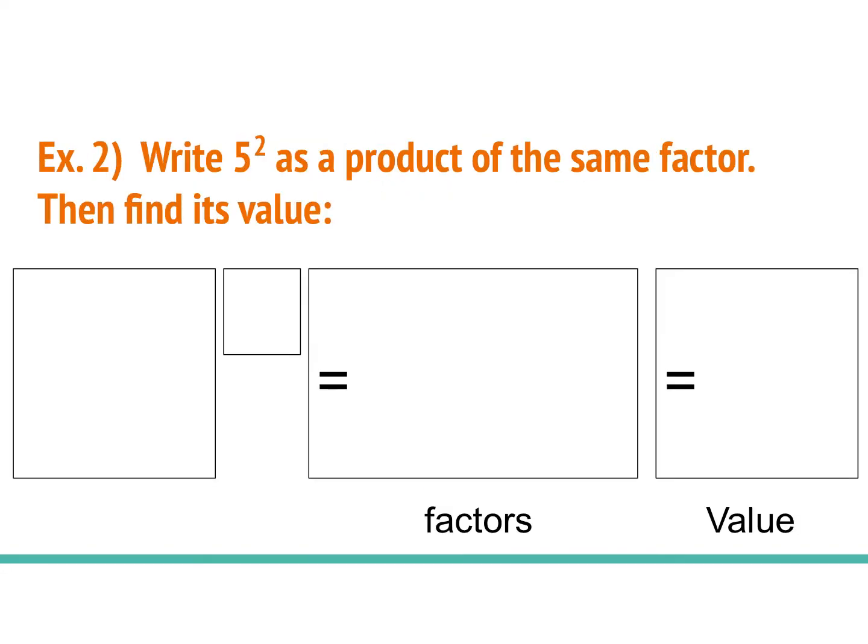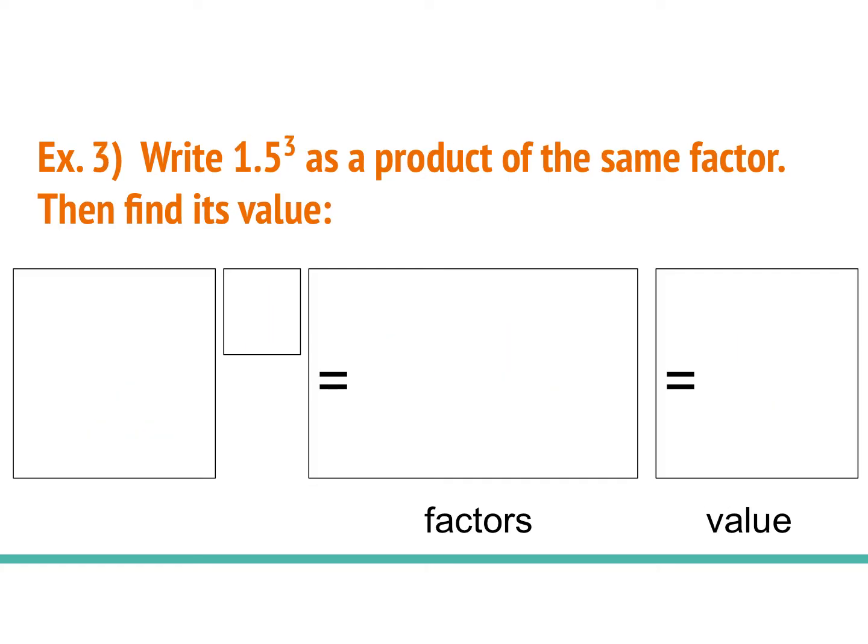This next one is 5 squared. We need to write that as a product of the same factor. So we start with 5 squared, and then we need to find its value. What are the factors? It just means 5 times 5. And then the value is just 25.